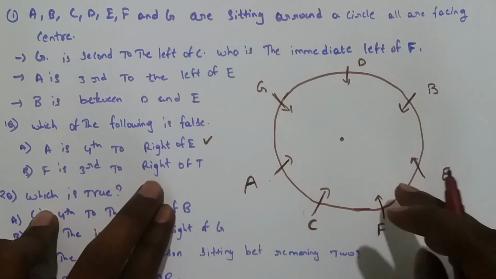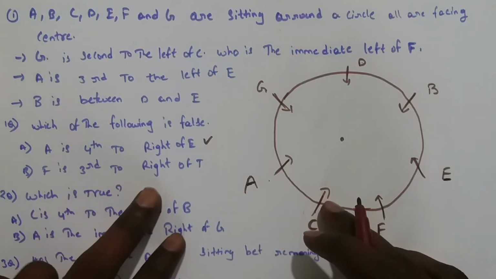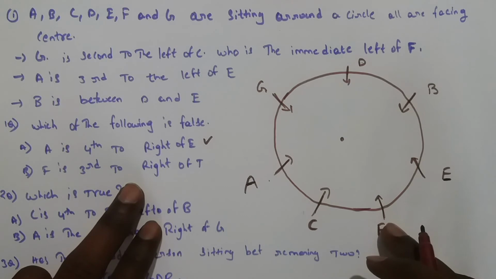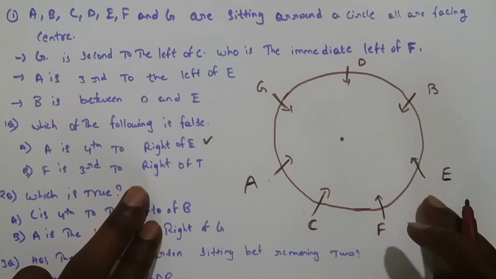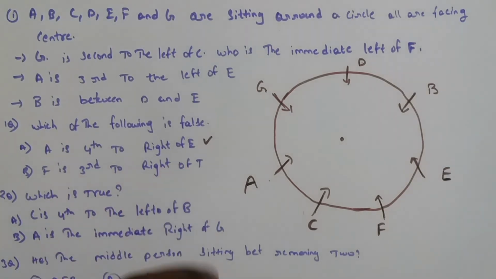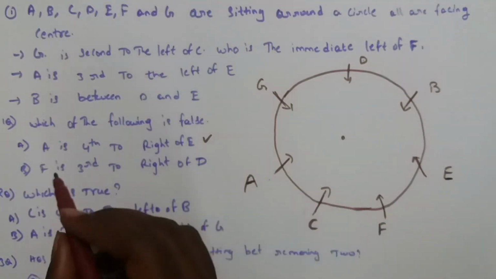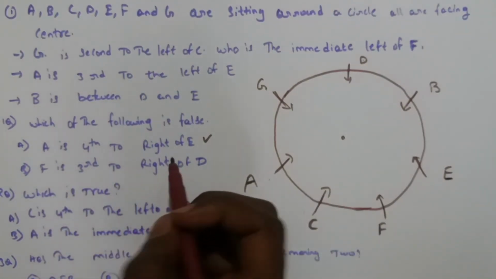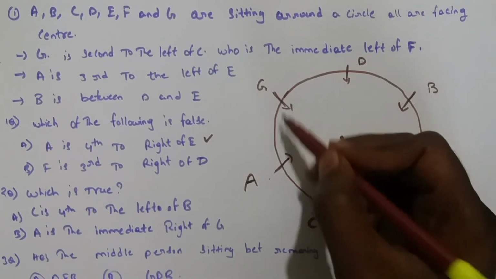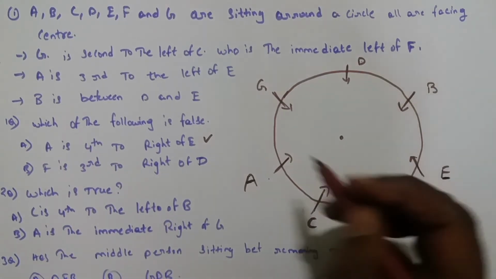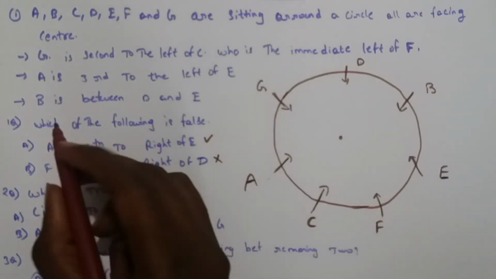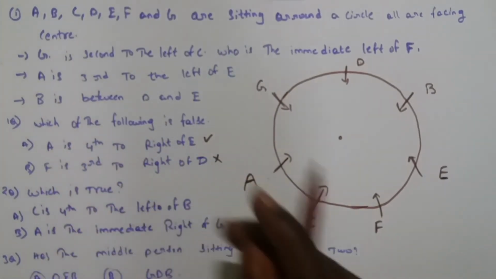E is fourth to the right of A. Okay. Now F is third to the right of D. See here, it is not T. Now here given F is third to the right of D. F is third to the right of D means it is left is here, right is here. 1, 2, 3. Now right of D is C. But here given right of D is F. So its value doesn't satisfy. This is a wrong statement. Which of the following is false? It means B is a false statement.